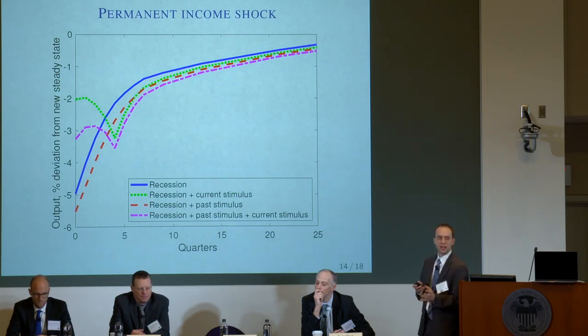But now consider if the central bank had already stimulated the economy. And it makes the same promise at this point, but it had already been stimulating the economy. Now we get the pink line here. So the recession is about 1 percentage point deeper because we've already used up some of our power.